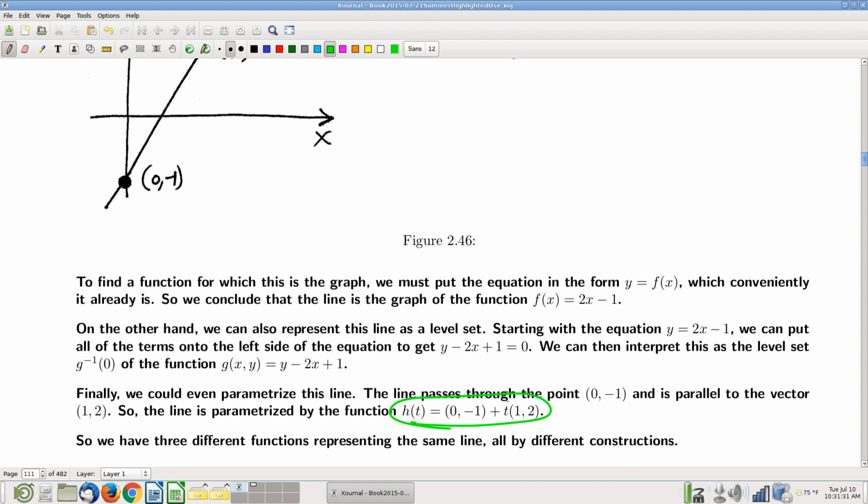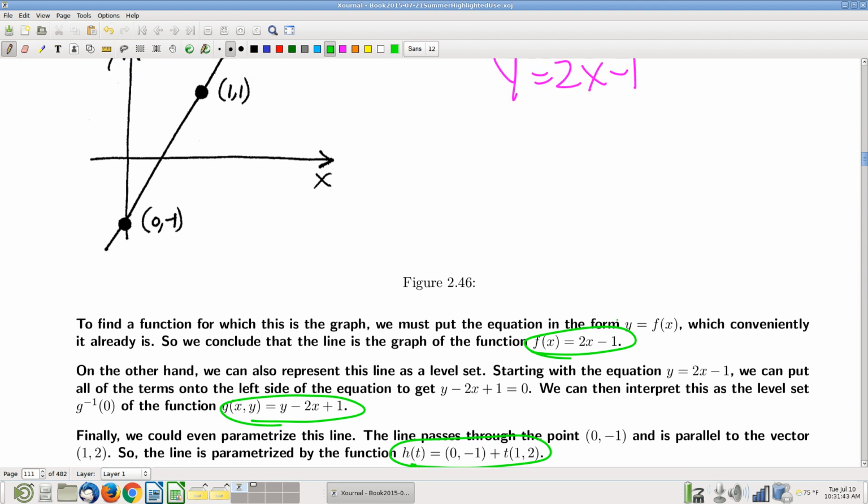Notice that these three functions are all very different functions, different domains, different targets, different formulas, completely different functions, which, by way of three different constructions, describe the exact same line. Exact same line. Okay, with the exact same equation.